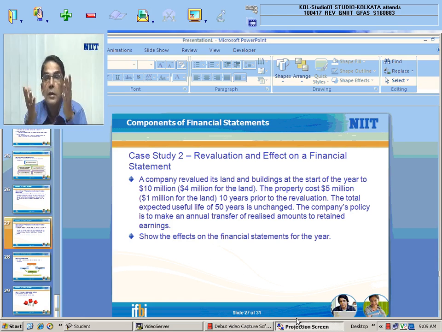Is that clear? Originally the building cost 4 million, it had a useful life of 50 years. It has been depreciated for the last 10 years. So one fifth of the building, 10 by 50. 50 is the total useful life, 10 years have already passed. So one fifth of the building's original value has been depreciated, which is 800,000. So the carrying value of the building is 3.2 million. The land is not depreciated, so the carrying value of the property is 4.2 million. Now the property is revalued to 10 million. So the carrying value of the property will now become 10 million and the balance, 10 million minus 4.2 million, will be carried to the revaluation reserve.